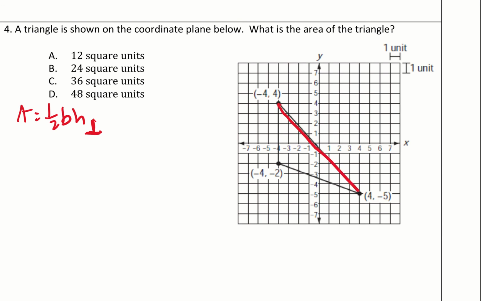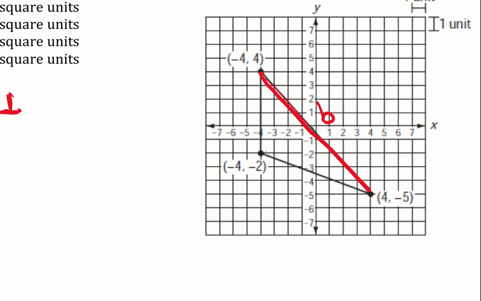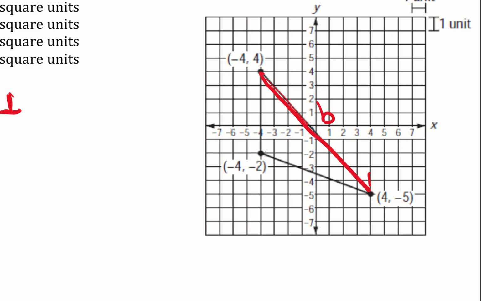So if I were to make this my base, well, then my height would have to be perpendicular to that. And so not only do I have to figure out how long this is, I have to figure out how long B is. And finding out how long H is is a monumental task as it is. So let's go ahead and find B. That's easier. So to find B, you're going to find the rise and the run. So the rise is from -5 to 4, which is 9. And the run is from -4 to 4, which is 8.